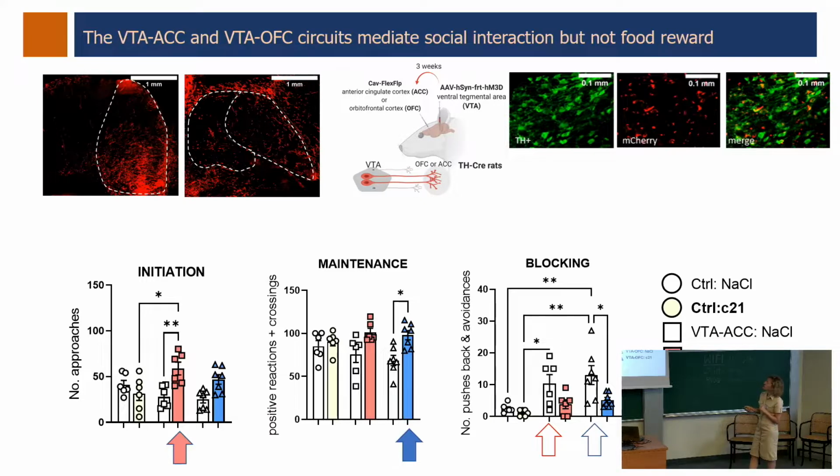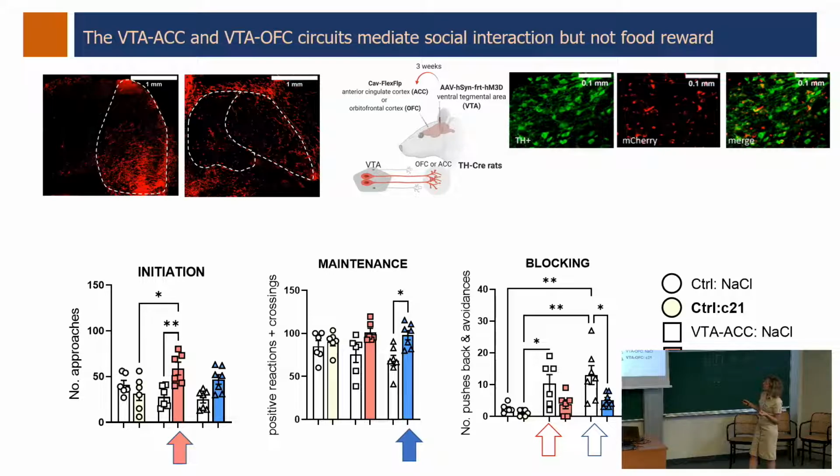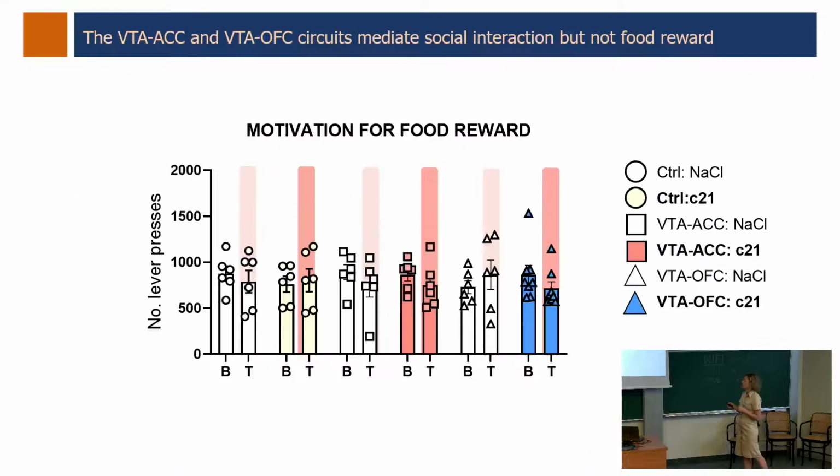So what we found was an increase in initiation and an increase in maintenance of social interaction, and a decrease of blocking. So it's like the opposite effect. And again, there were differences between the projection from the ventral tegmental area to the anterior cingulate cortex, which affected the initiation. And in the case of the ventral tegmental area to orbitofrontal cortex, it was an increase in maintenance of social interaction. In both cases we had decreased blocking. So again, we affected the social interaction.